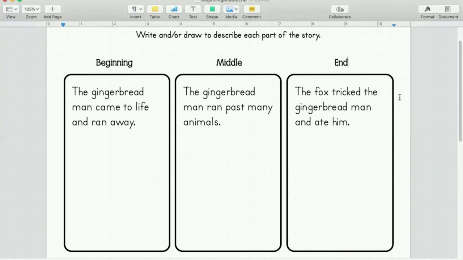And sometimes your teachers will ask you to do beginning, middle, and end and have a box for the characters and a box for the setting. So think about that when you're retelling a story too. Who is in the story and where and when does the story take place?